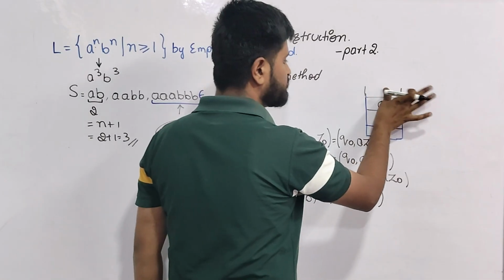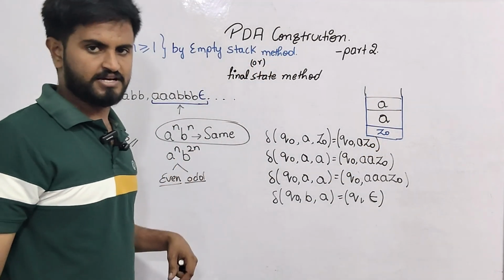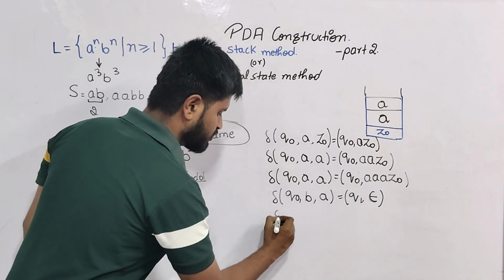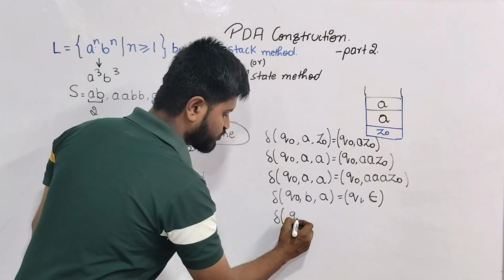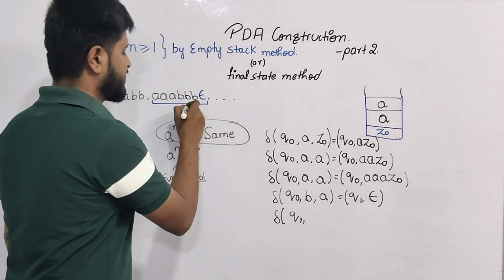I will just pop out A, because the same number of A's and B's are there. So now I popped out and wrote epsilon here. Next, delta of, at present I am in Q1, comma. Next I am approaching the second B.